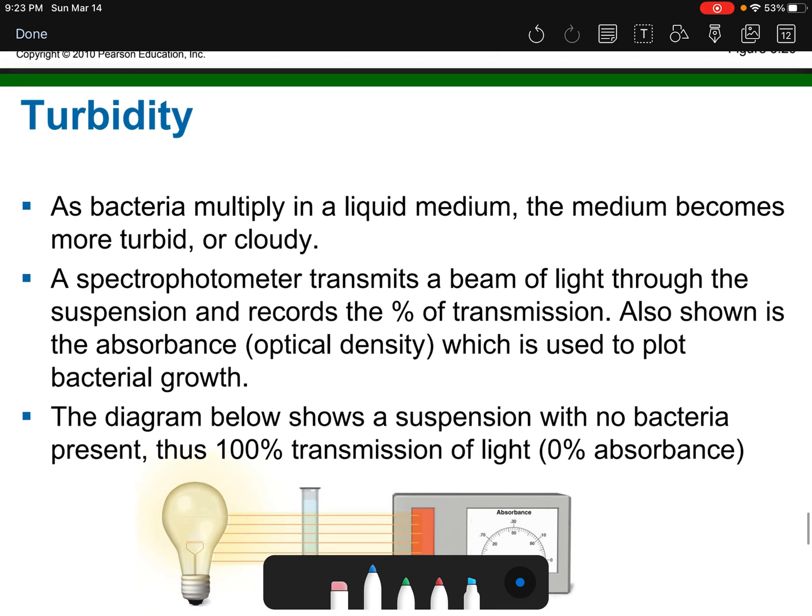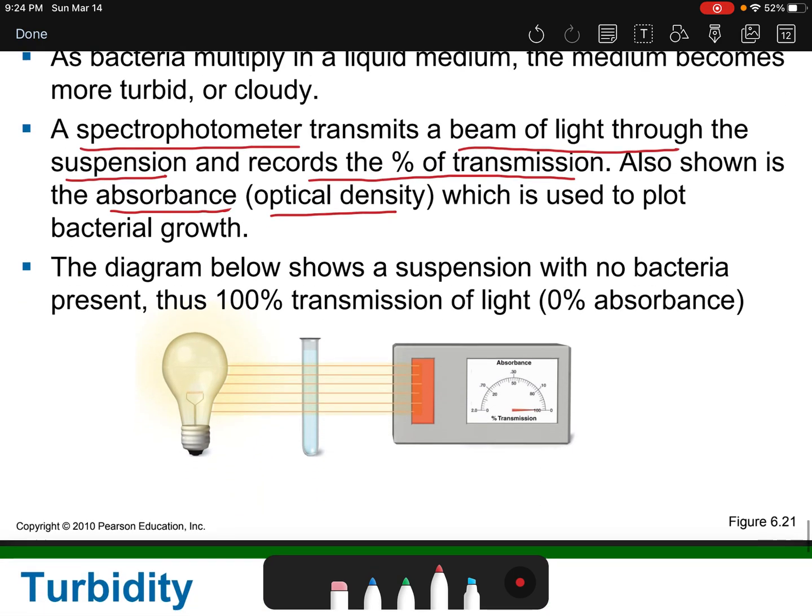Indirect ways of counting microbes, one of them is turbidity. And with turbidity, we take a sample. Obviously, if you've looked at your microbes when you inoculate a broth, if it starts to look cloudy, that means you've got bacteria growing in there. So we use a special piece of equipment called a spectrophotometer, and it transmits a beam of light through your suspension, through your broth, and records the percent transmission, okay? And it also shows the absorbance or the optical density, okay?